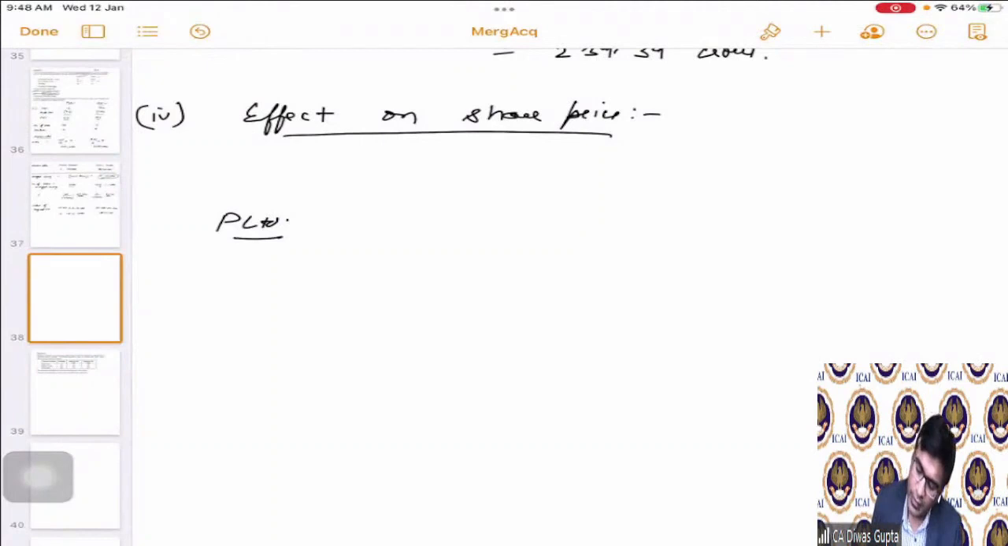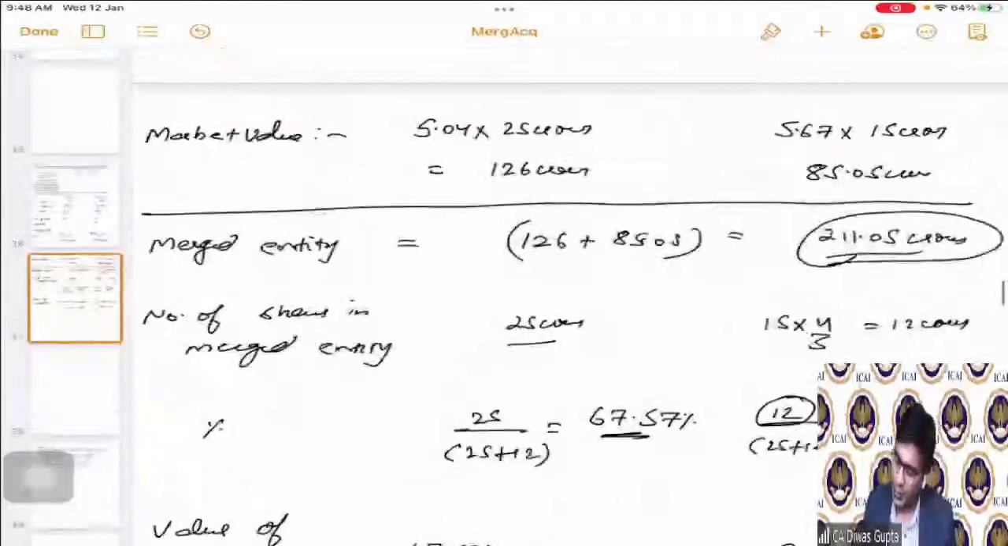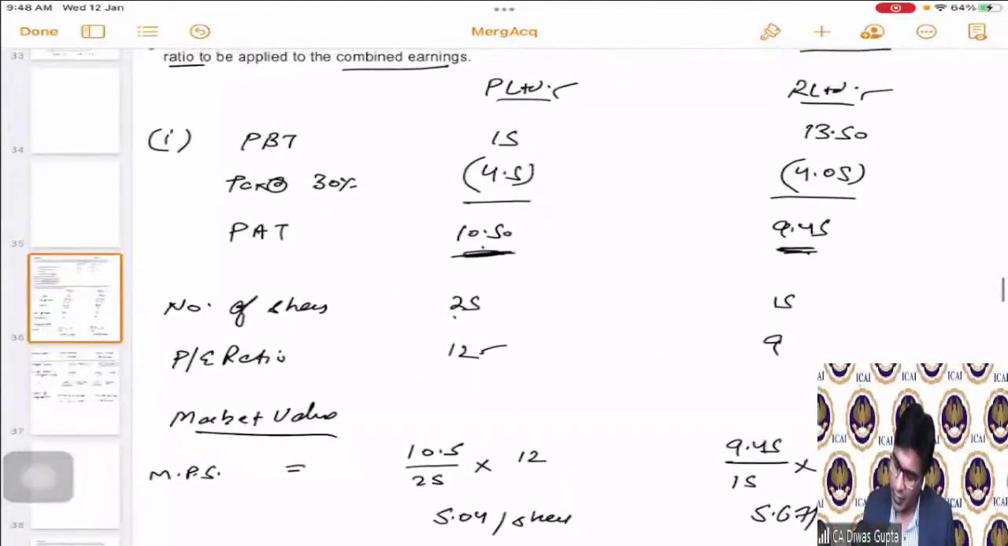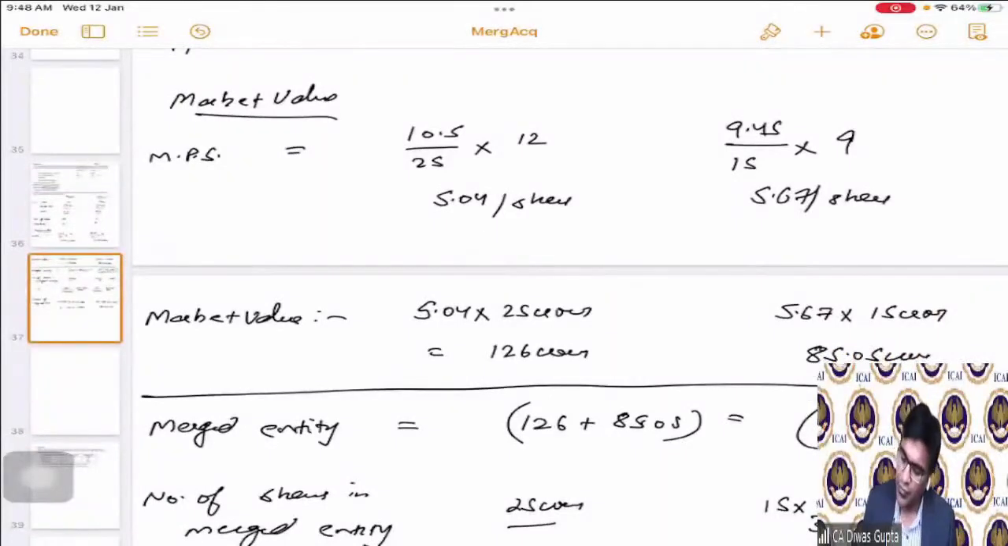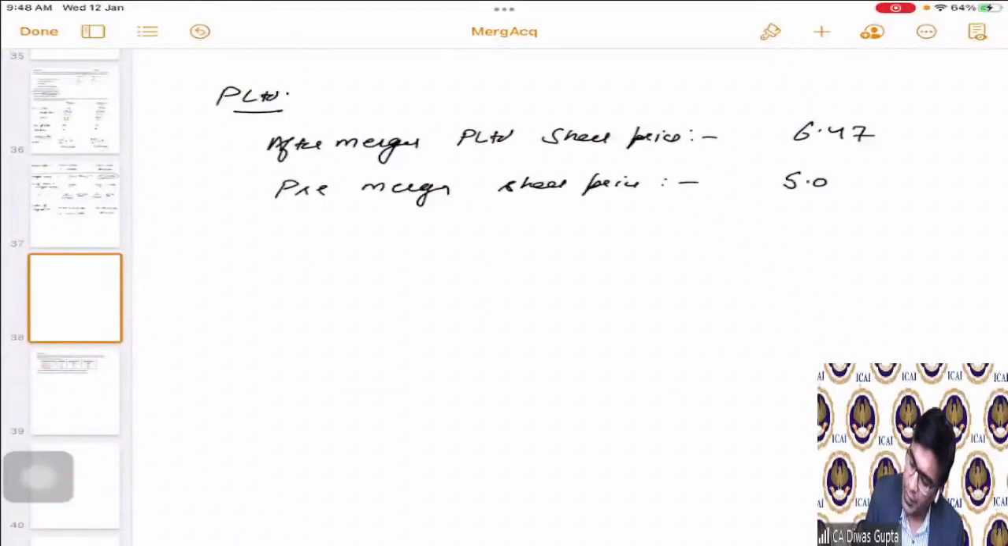So after merger, P Limited share price is equal to 6.47. What was the pre-merger share price? Pre-merger share price was 5.04, correct? That we have calculated in the first part. Yes. So this is 5.04. Hence it is 1.43.